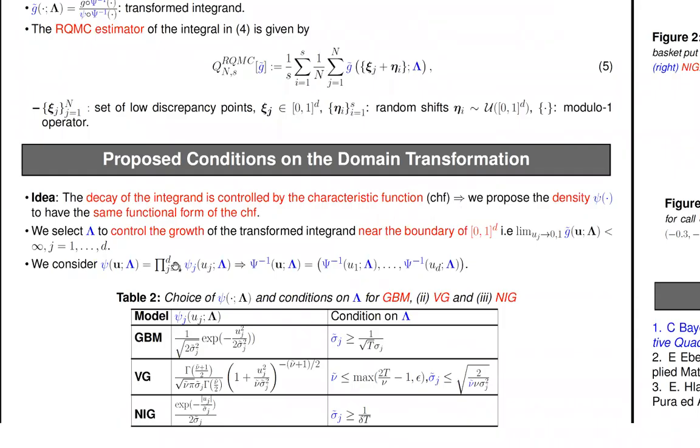And the idea behind our proposed domain transformation is that the decay of the integrand is controlled by the characteristic function. Hence, we propose the density to follow the same functional form, and we select its parameters in a way that we control the singularities at the corners of the hypercube of the transformed integrand. We also impose a product form on the multivariate density, written as a product of densities, so the multivariate inverse CDF can be evaluated as the component-wise inverse CDF. So we choose a Gaussian for GBM, a Student's t distribution for variance gamma, and the Laplace distribution for normal inverse Gaussian, with the corresponding conditions.